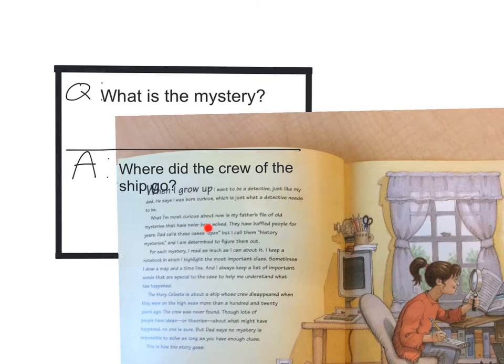What I'm most curious about now is my father's file of old mysteries that have never been solved. And here it is. They have baffled people for years. Now, my question is, what could that word mean? I could write it down, but I'm just going to think here for a second. That previous sentence was all about mysteries that have never been solved. And the they here is the mysteries. They have baffled people for years. They're unsolved mysteries. I wonder what that word baffled means. I bet it might mean, I don't know.